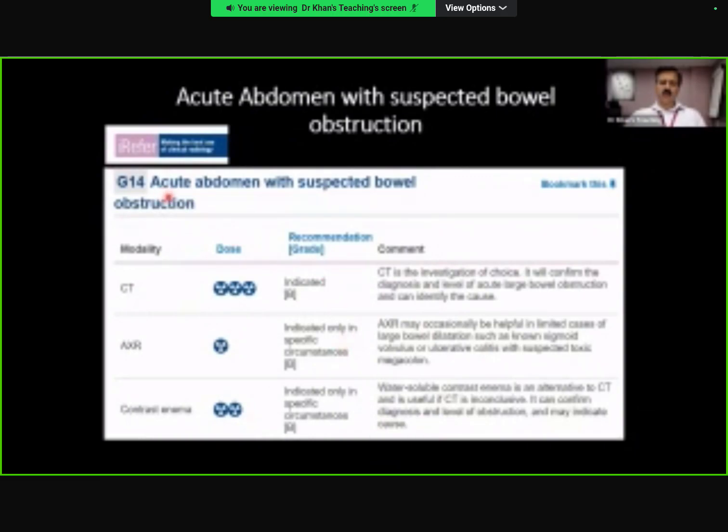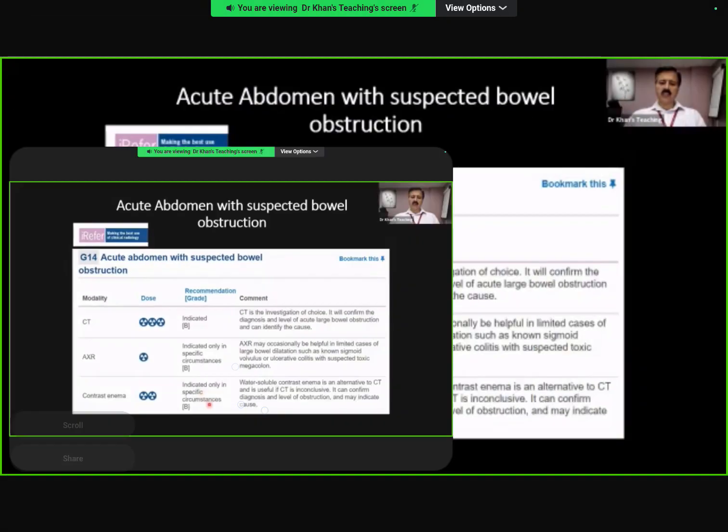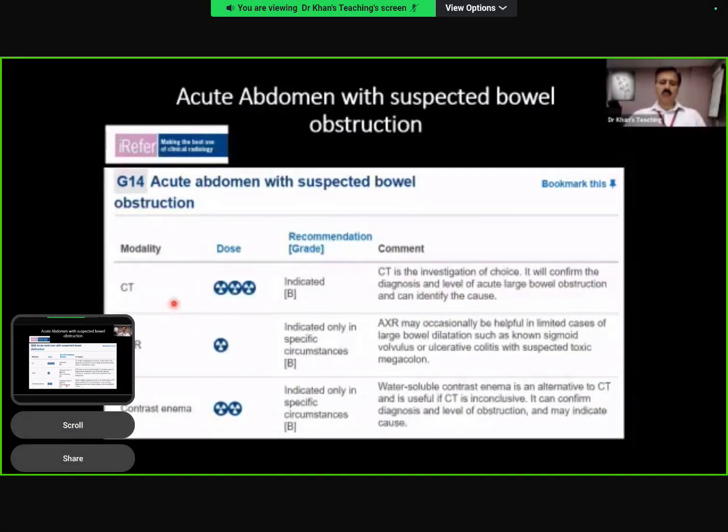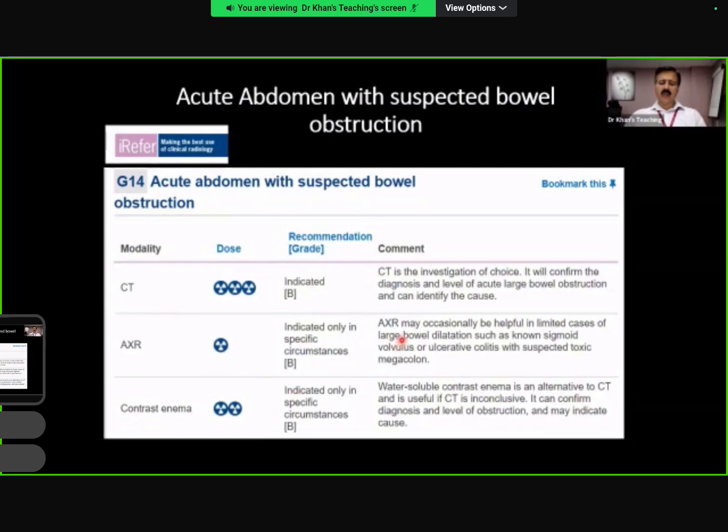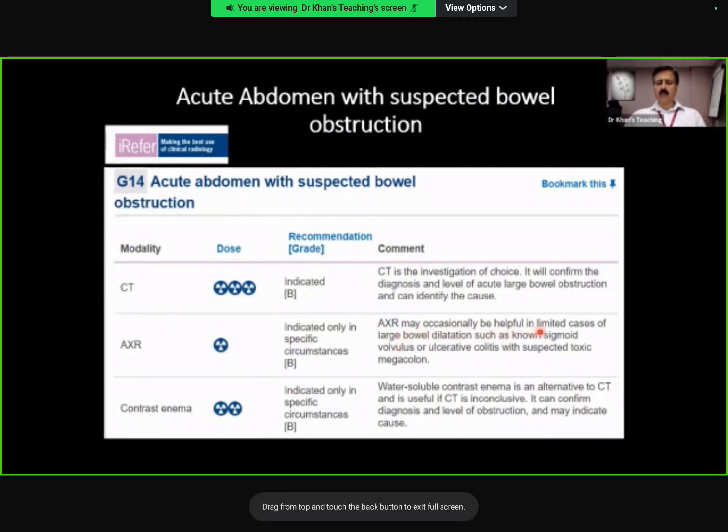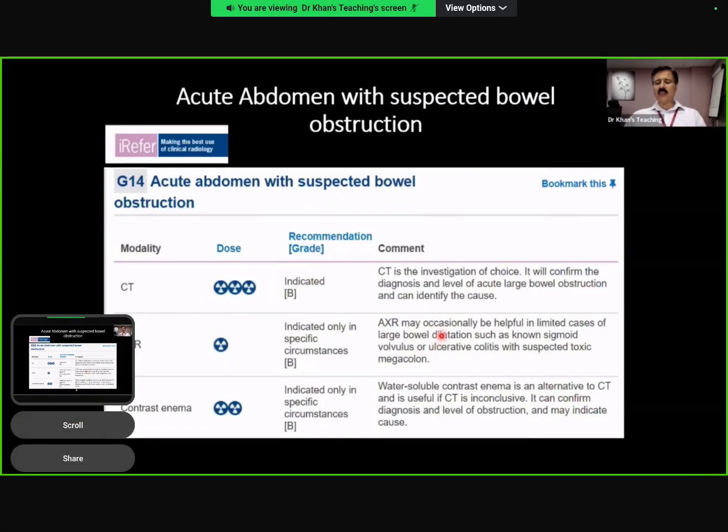So let's go through as far as acute abdomen is concerned. This is G14 in your iRefer, acute abdomen with suspected bowel obstruction. And they are saying that you should do CT or X-ray. X-ray may occasionally be helpful in limited cases of large bowel dilatation, such as known sigmoid volvulus or ulcerative colitis with suspected megacolon. Both of these are classical viva questions. Remember this.